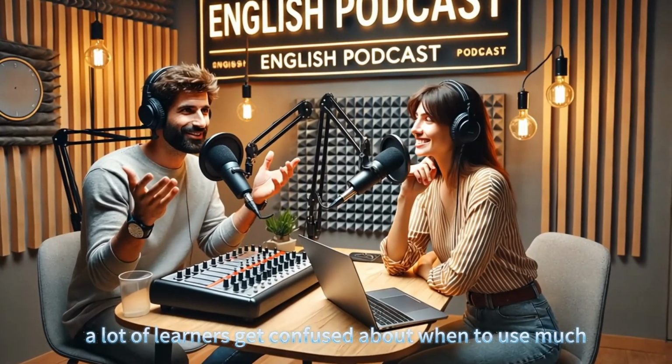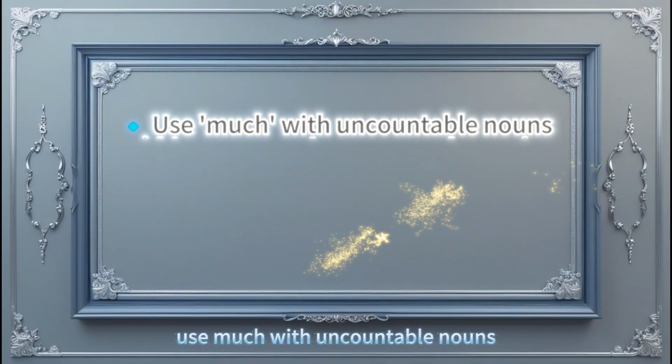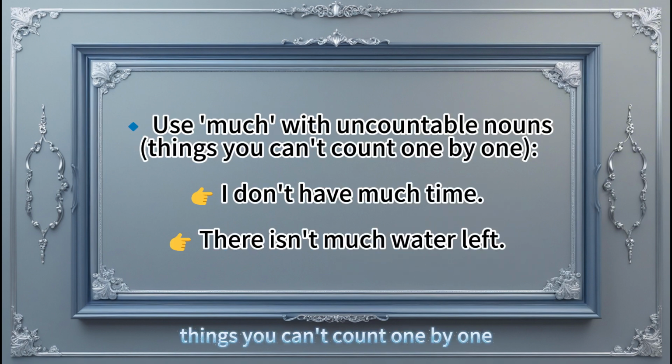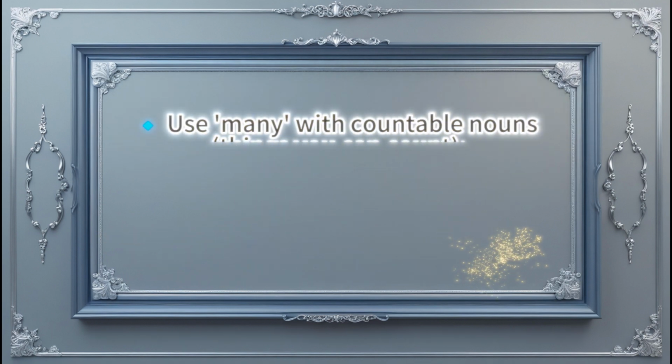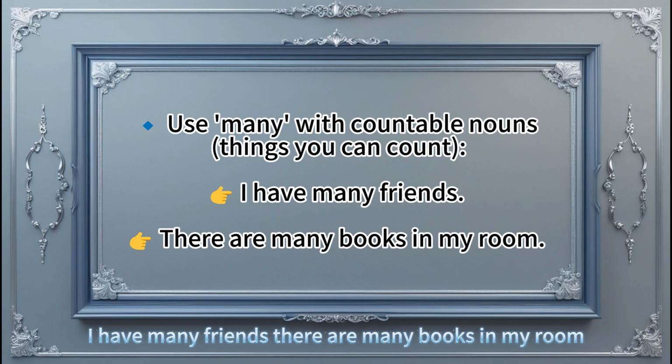A lot of learners get confused about when to use much and many. The rule is simple. Use much with uncountable nouns, things you can't count one by one. I don't have much time. There isn't much water left. Use many with countable nouns, things you can count. I have many friends. There are many books in my room.